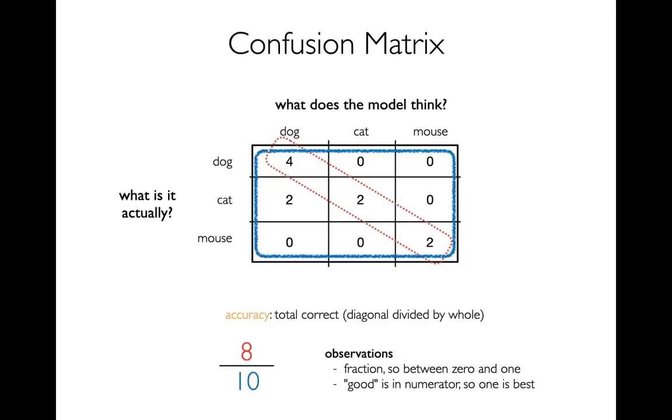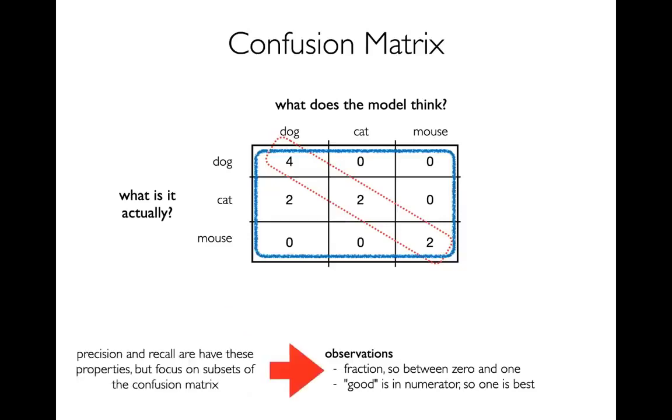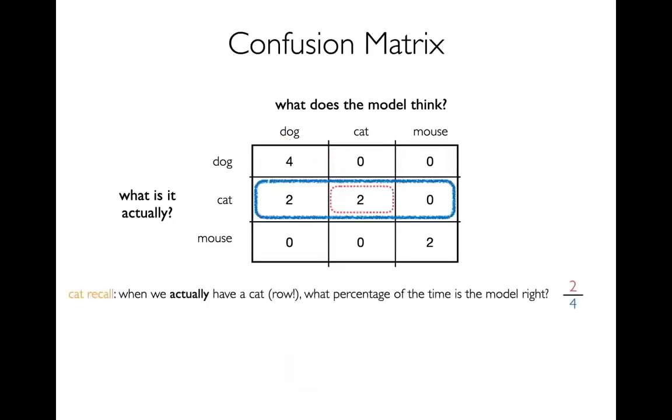Some observations here are that this number is a fraction of a subset over a larger amount. It's always going to be between 0 and 1. And the good number is always in the numerator for accuracy, so 1 is the best possible number. Precision and recall have those same properties, but they're going to be different subsets of the matrix. We aren't going to be taking the whole diagonal divided by the whole matrix.